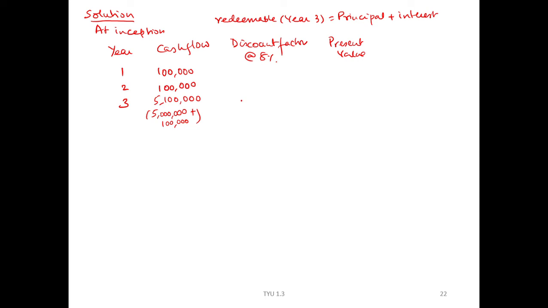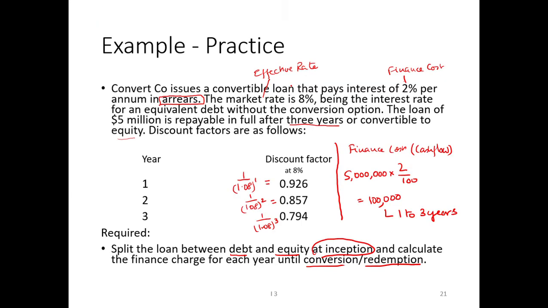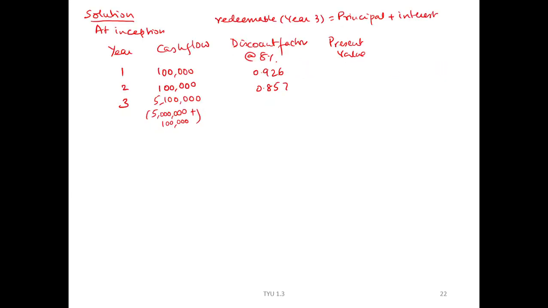At inception, at the beginning, what is the discount rate they have given? 0.926, 0.857, and 0.794. For present value, it is nothing.